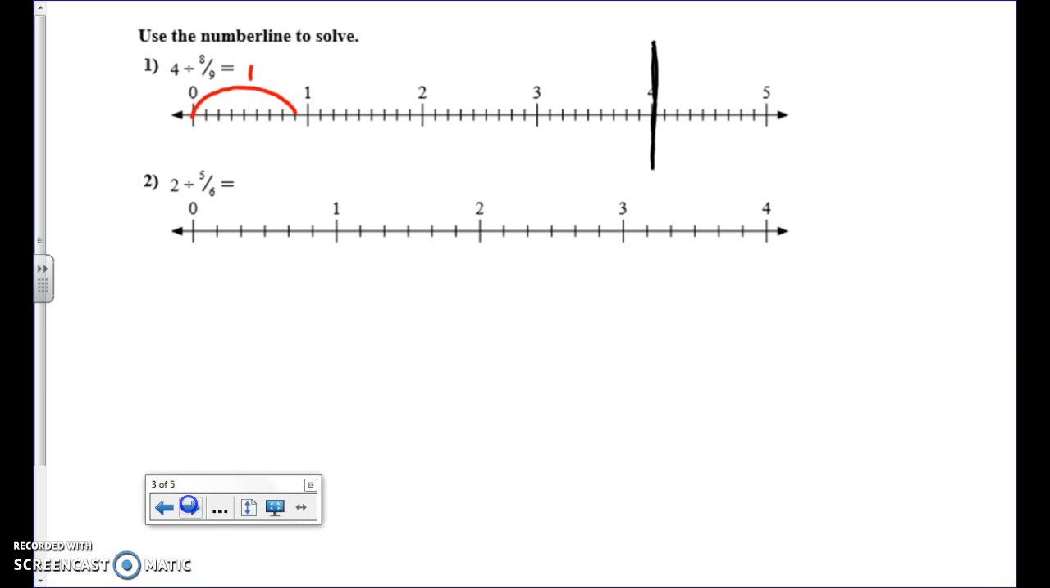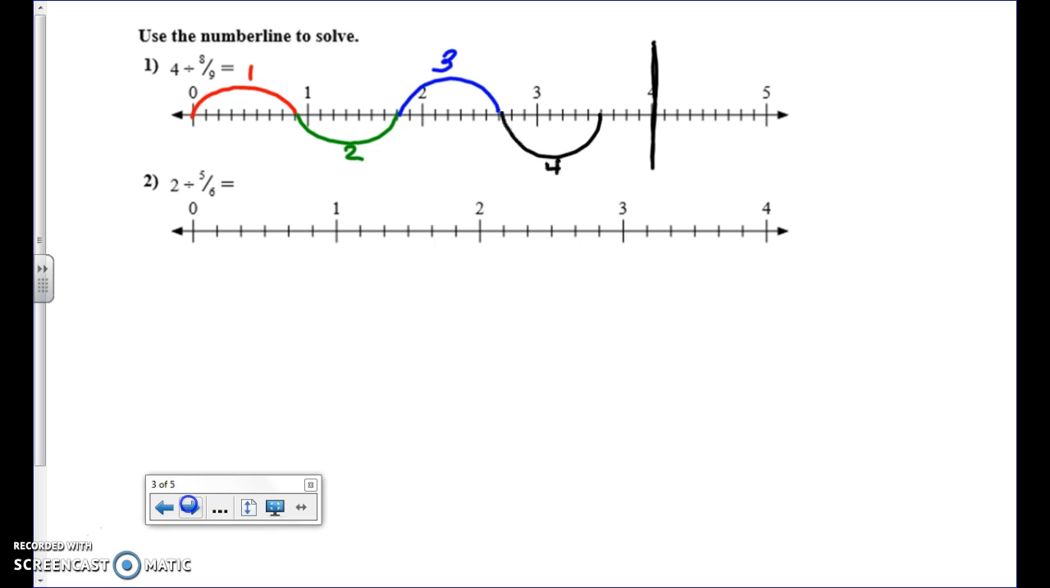Then 1, 2, 3, 4, 5, 6, 7, 8. There's my second 8/9 that fits into 4. And then 1, 2, 3, 4, 5, 6, 7, 8. This is my third 8/9 to fit into 4. And I have another 8/9 that will fit. 1, 2, 3, 4, 5, 6, 7, 8. That's an 8/9, and it fits into 4.